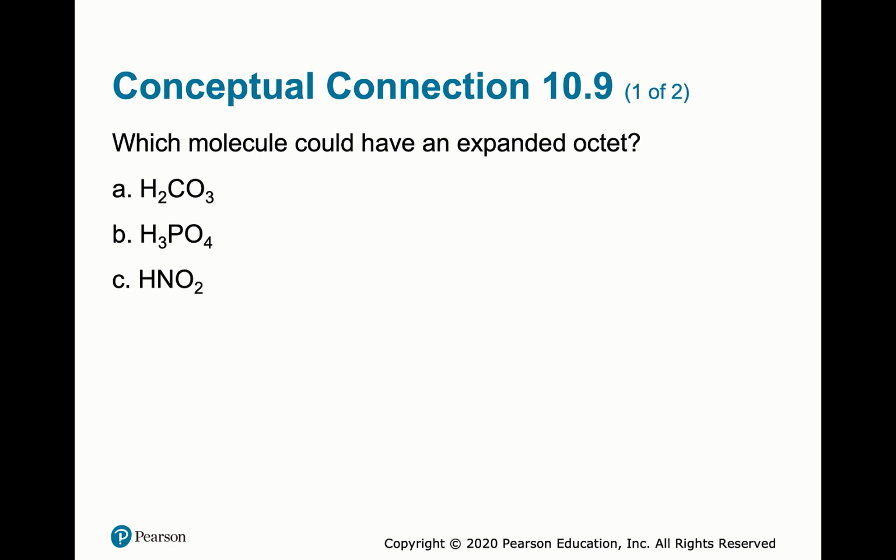Which molecule would you expect to have an expanded octet? So this has to be period 3 and above. So carbon, oxygen, and nitrogen, these are period 2. Hydrogen's period 1. Phosphorus is in period 3. So that's the one that has the expanded octet.